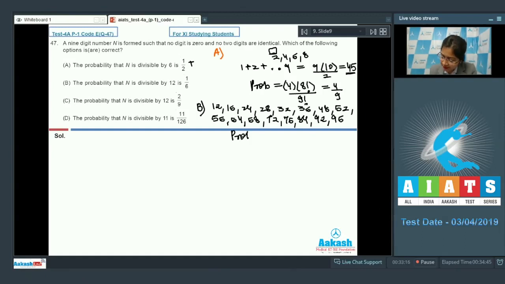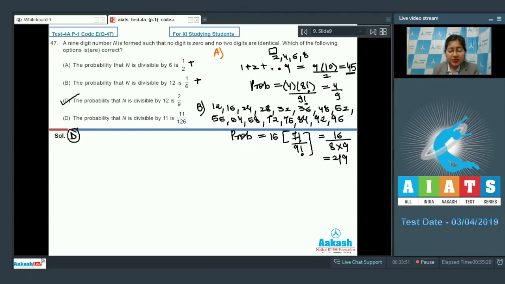So the required probability is 16 times 7 factorial upon the total number of ways, which is 9 factorial. So this is equal to, in the denominator we have 8 into 9 and in the numerator I have 16. So this will be equal to 2 by 9. So option B is incorrect and option C is correct. Now option D, in which we have to find the probability of n being divisible by 11.